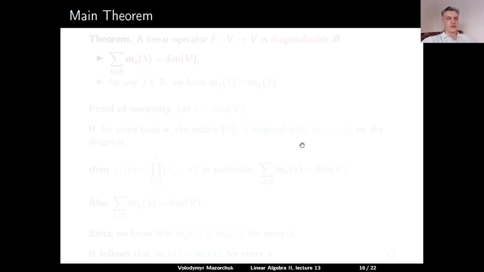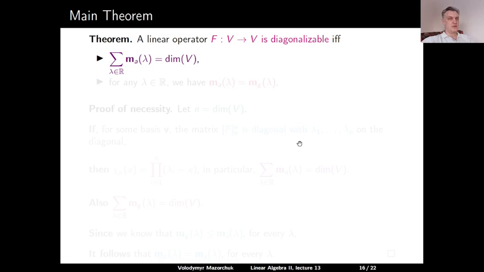So now we can formulate the main theorem about diagonalizable matrices. Theorem: a linear operator f from V to V is diagonalizable if and only if the sum of the algebraic multiplicities of all eigenvalues of f is equal to the dimension of V, and for any eigenvalue lambda, the algebraic multiplicity of this eigenvalue is equal to the geometric multiplicity of this eigenvalue.